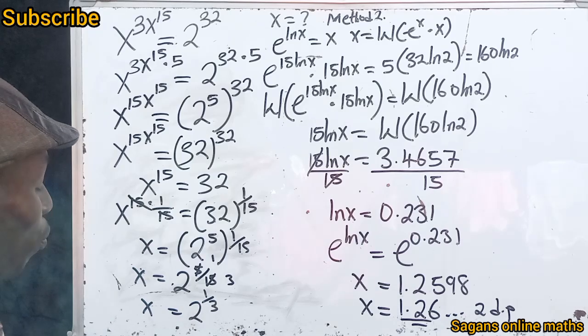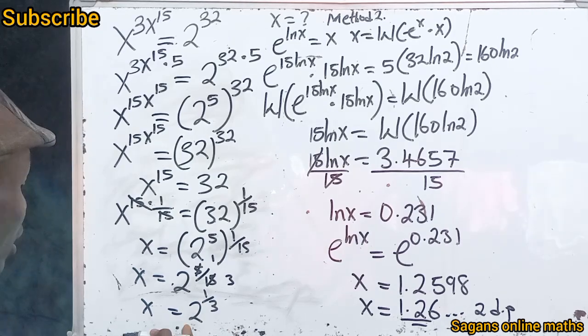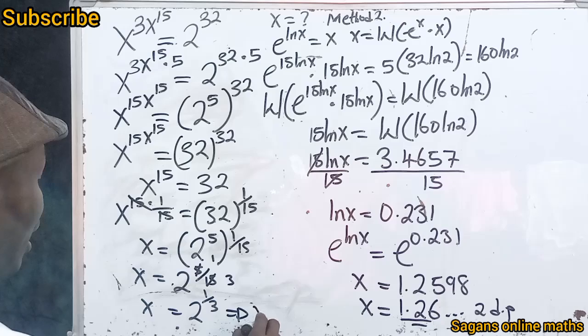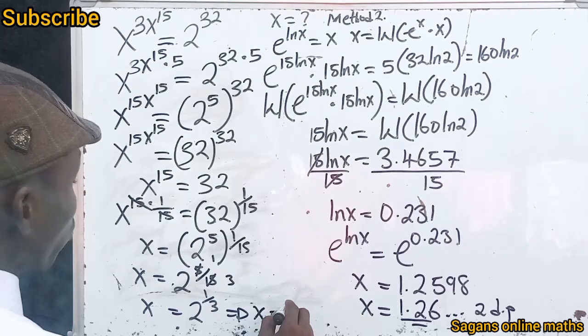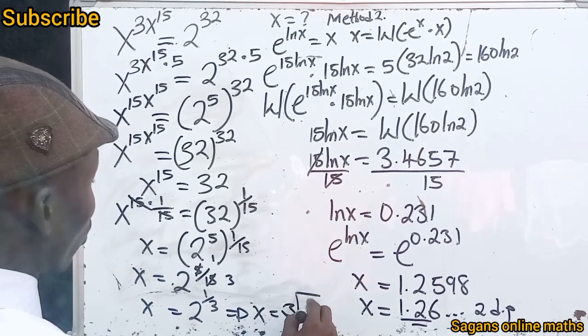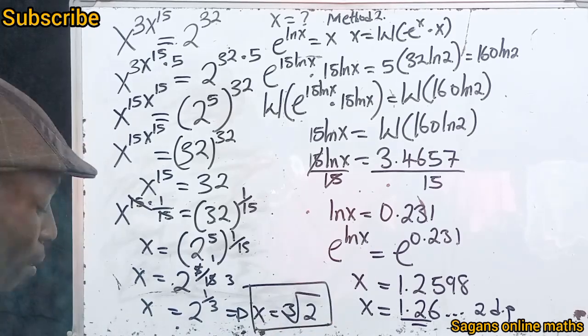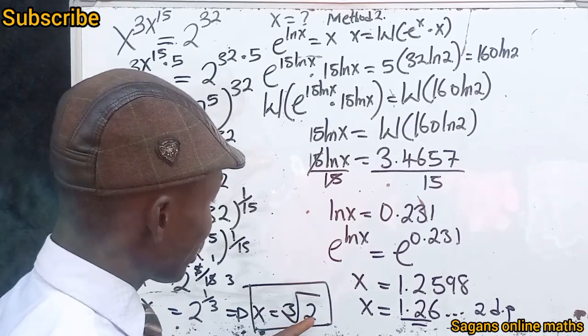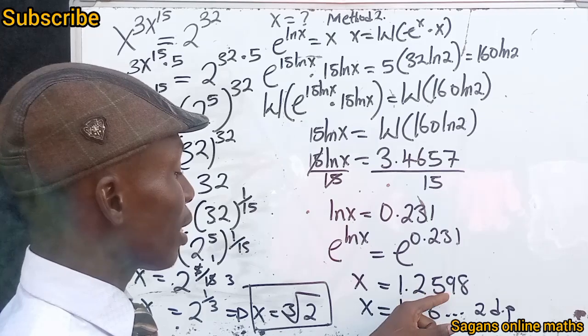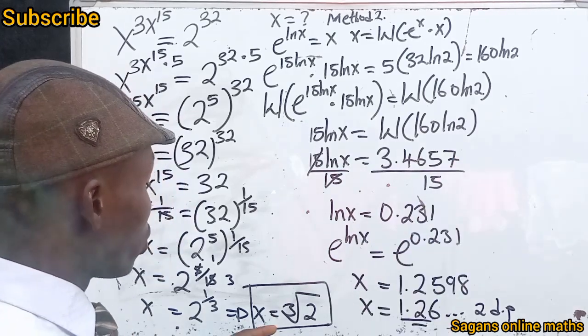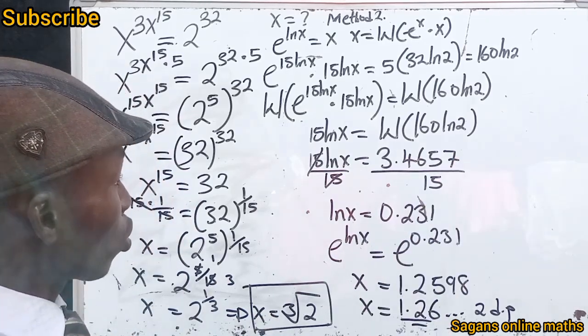Remember, we can obey one of the properties of indices, that this is also equal to what? This implies that s is equal to the cube root of 2. And this is the solution to this particular problem. Now observe, the cube root of 2 is presented as 1.2598 and so on. Okay, so this is the solution to this particular problem.